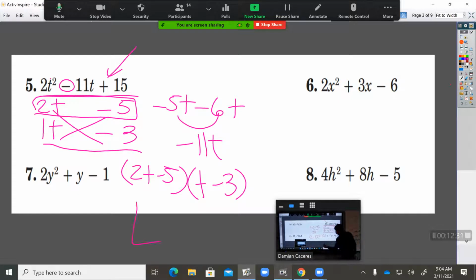Now let's write our two solutions down. Positive 3 over here because there's no number in front of the variable. Over here is going to be a fraction answer. Plus 5 divided by 2, so positive 5 divided by 2.